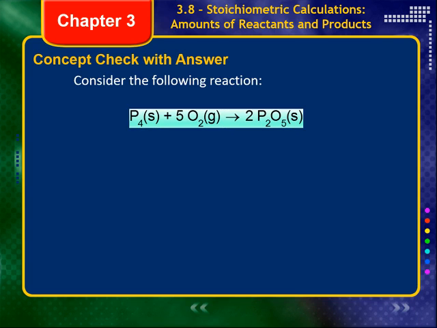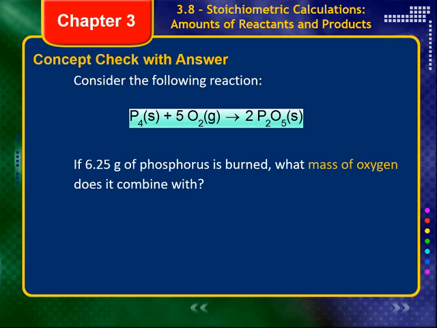Now the concept check, I'll give you the answer to this one. Please press pause so you can attempt this on your own. Consider the following reaction. If 6.25 grams of phosphorus is burned, meaning reacted with oxygen O2, what mass of oxygen does it combine with? Go and press pause, because here comes the answer. It's going to combine with 8.07 grams of O2.